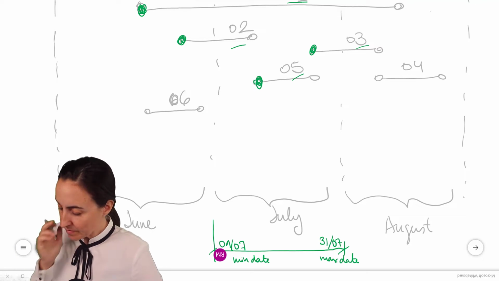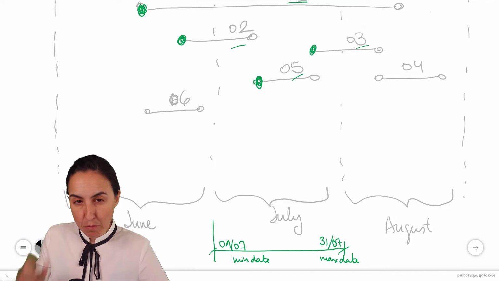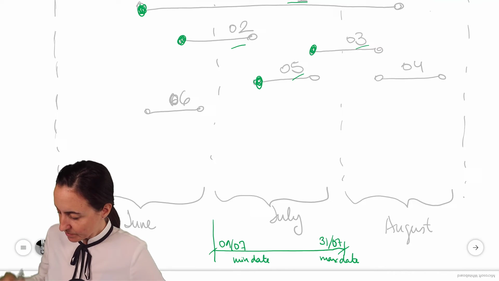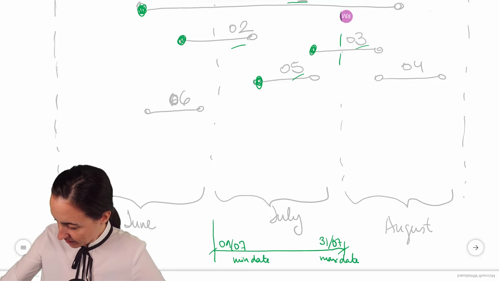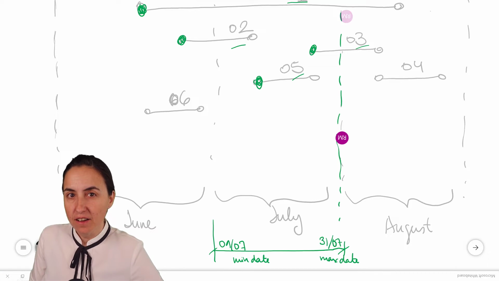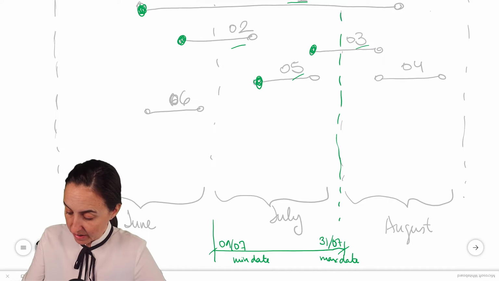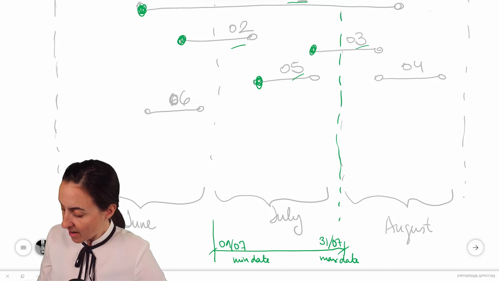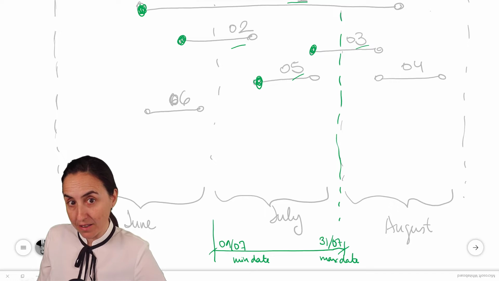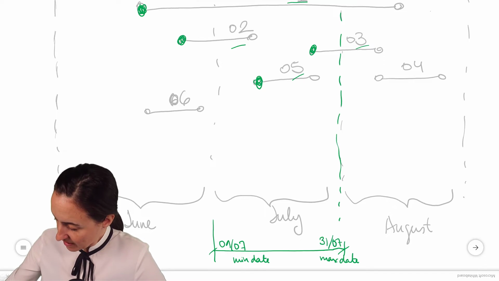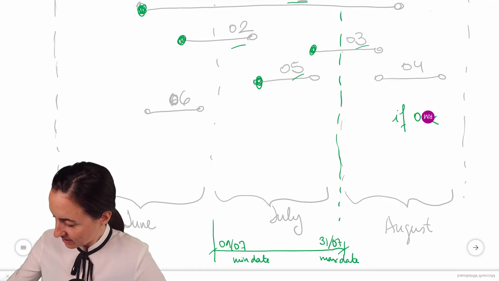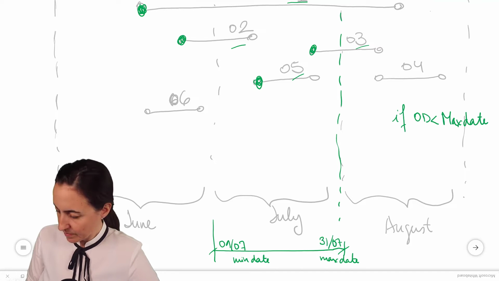Okay, so what do those green dots have in common? If I draw a green line in there, all the green dots, which are the order dates, are less than our max date. So if order date is less than our max date, then it's an open order.